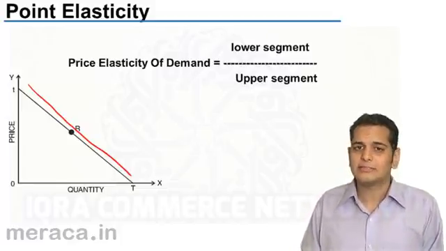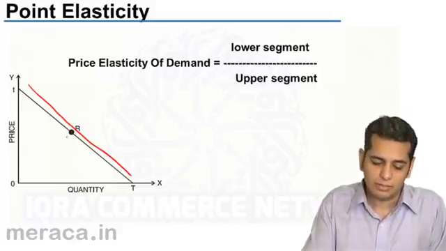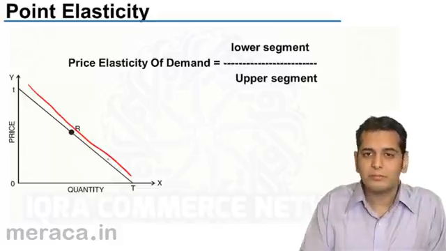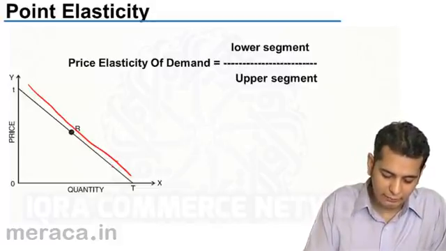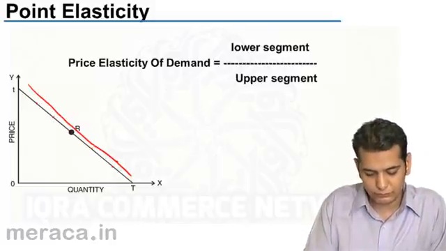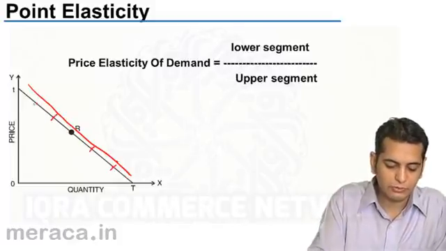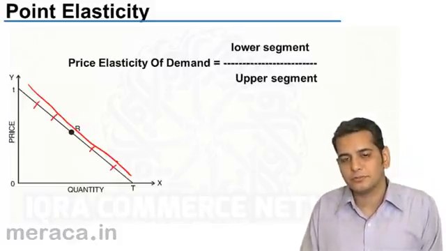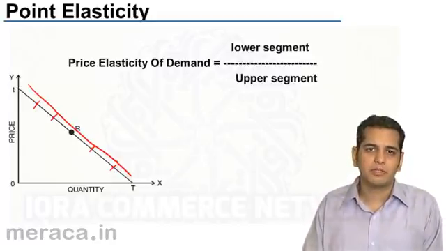Now, point elasticity means finding the elasticity of demand from the demand curve at any point. At any point on the curve. It can be this point, it can be this point, this, or this point. But how do we find point elasticity of demand?